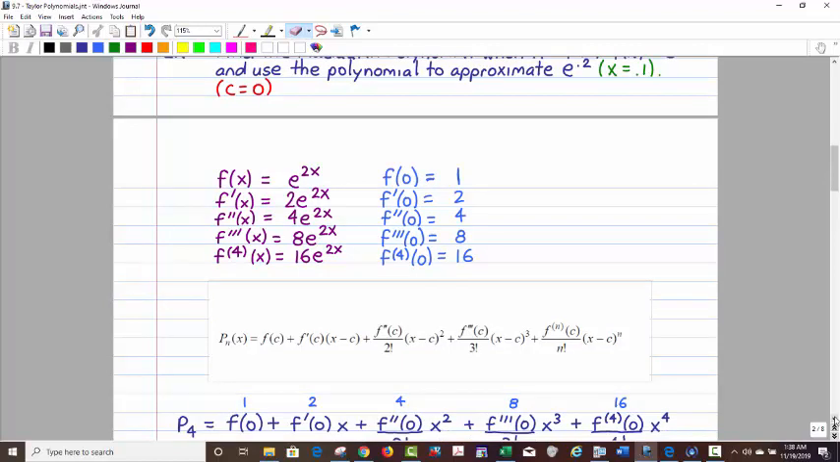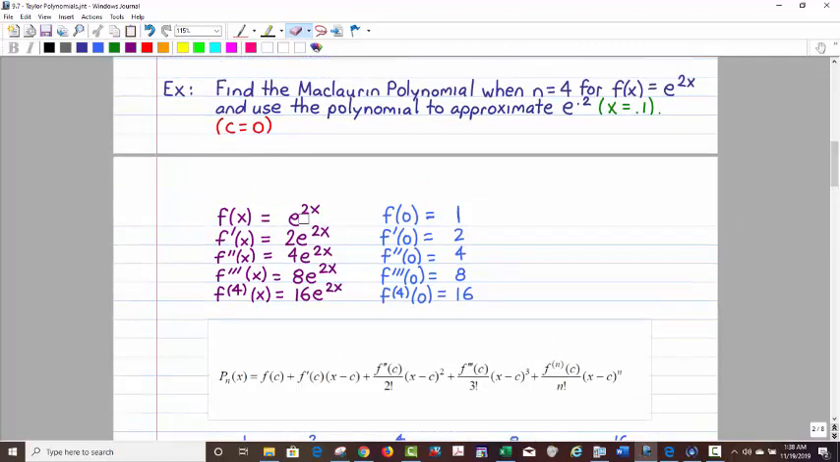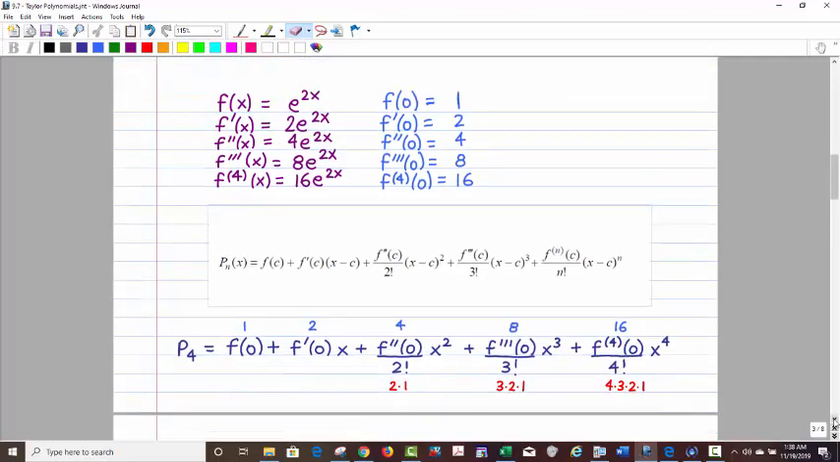Alrighty, so 4th degree, I need 4 derivatives. I like to use functions that aren't hard to differentiate. The chain rule just keeps putting a 2 out in front of all these. And then we're evaluating these at center 0. So 1, 2, 4, 8, 16. So we have everything we need. We're ready to plug it into the formula.